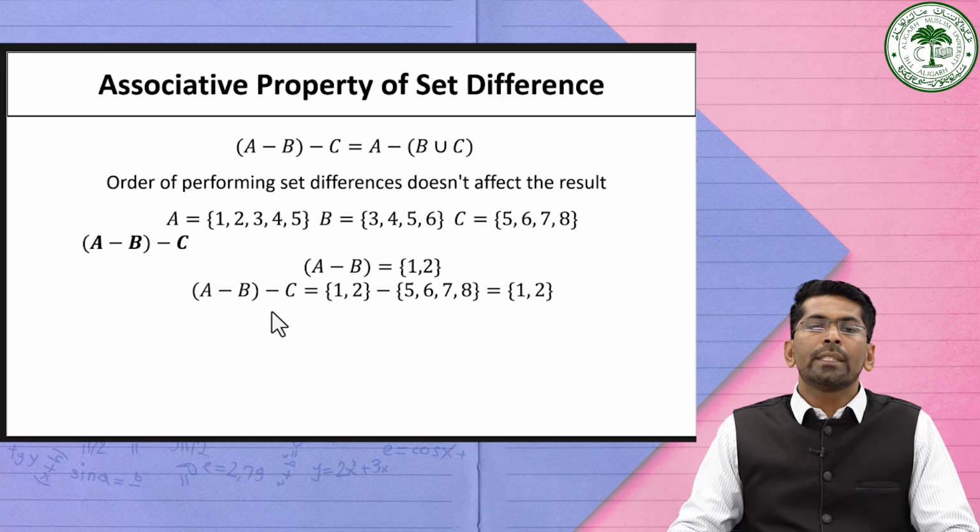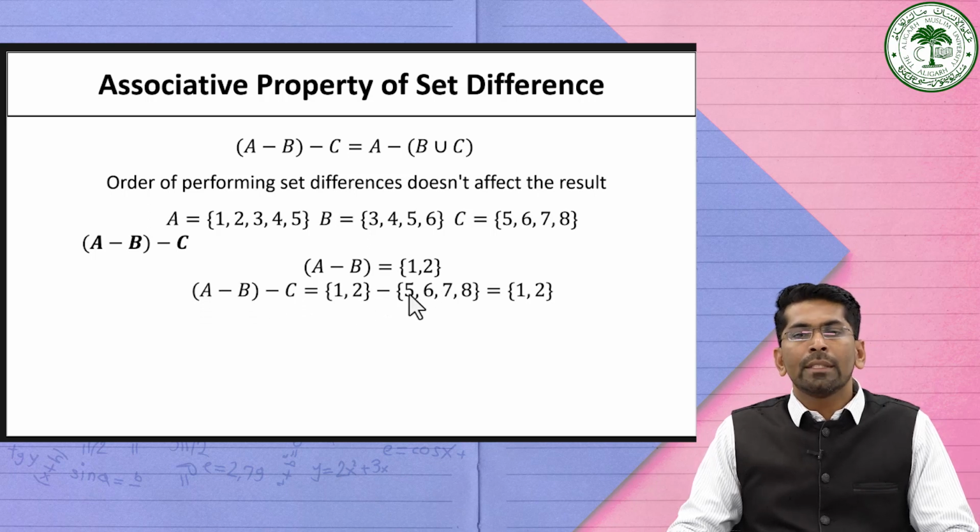Then (A minus B) minus C, which is equal to {1, 2} minus {5, 6, 7, 8}, that is C, which is also equal to {1, 2}.